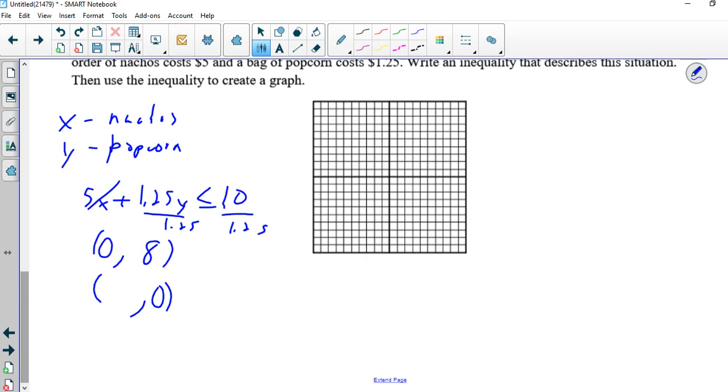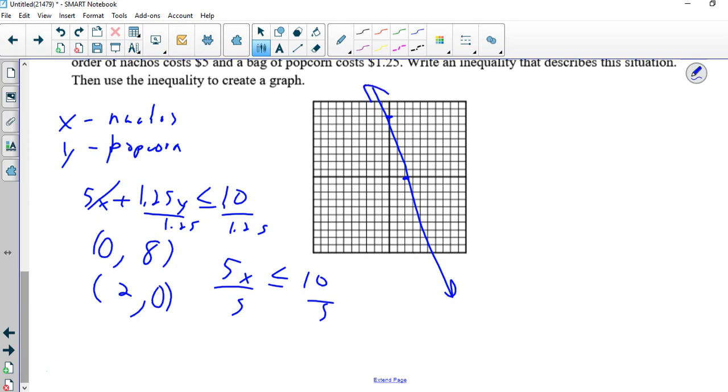I'm going to do it again, except this time I'm going to plug in a 0 for Y. So I get 5X, 1.25 times 0 is 0, less than or equal to 10. Divide by 5 gives me 2. So I go to (0, 8), and I go to (2, 0). And it's going to be a solid line.